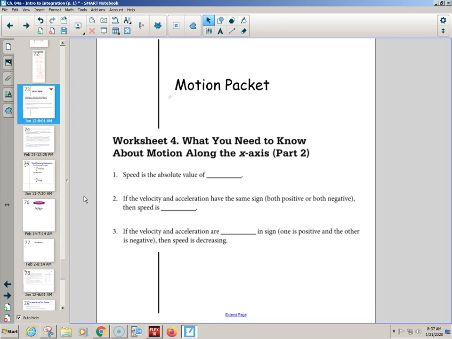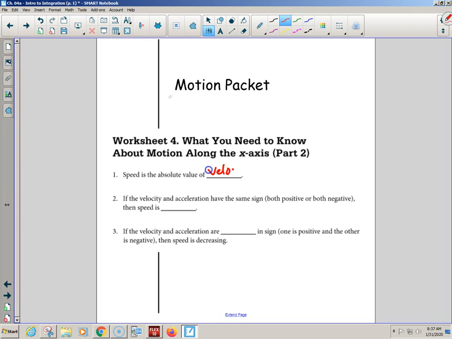All right, what did you guys fill in? Mariah, Stevie did that. You can give the answers if you want. I don't care. But what can you fill in? Velocity. Yeah, absolute value of velocity. Right? Yes. Worksheet number 3.